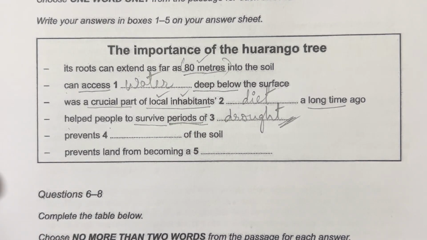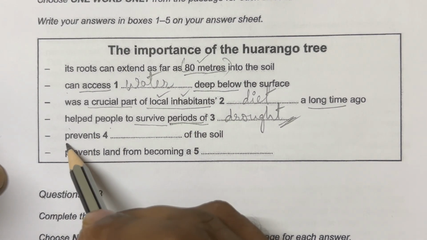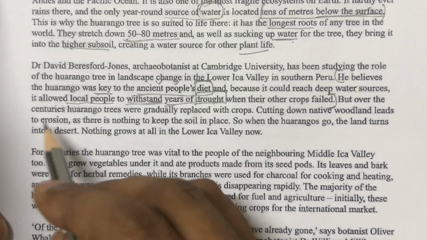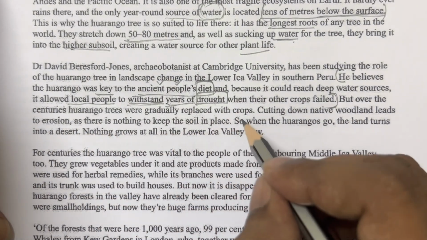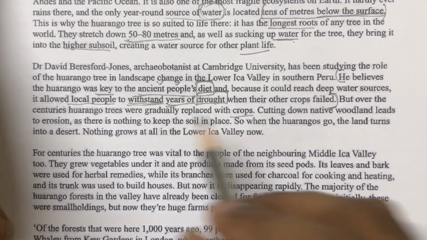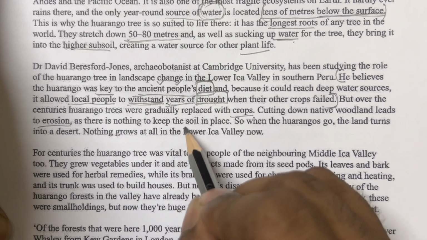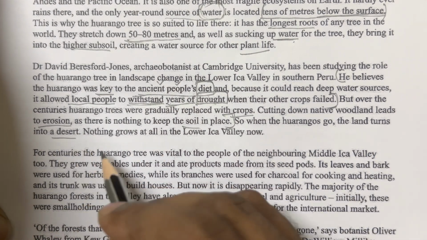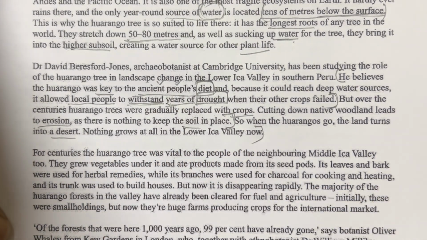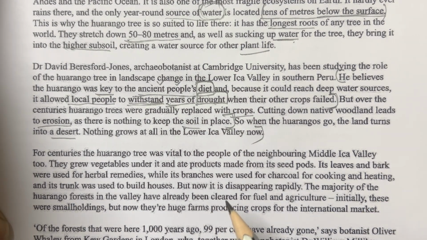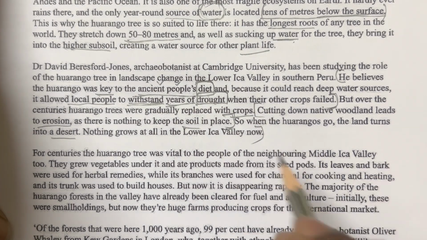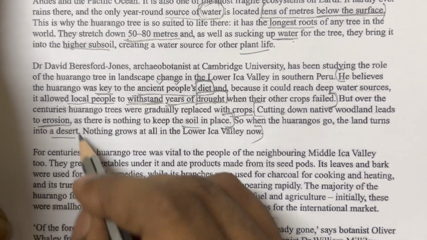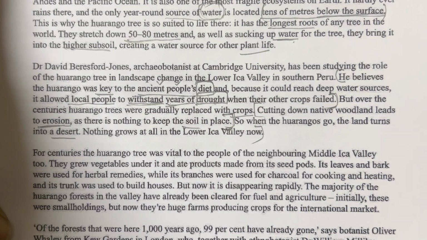The next one then. Prevents dash of the soil. So prevents is a keyword and soil is one more keyword. Let's look at the passage again. But over the centuries, huarango trees were gradually replaced with crops. Cutting down native woodland leads to erosion as there is nothing to keep the soil in place. Wow. So when the hurangos go, the land turns into a desert. Nothing grows at all in the lower Ica Valley now. Okay, great. So I got the answer. Did you catch it? Let's read this one then. Cutting down native woodland leads to erosion as there is nothing to keep the soil in place. So the answer is in this sentence. What is it?